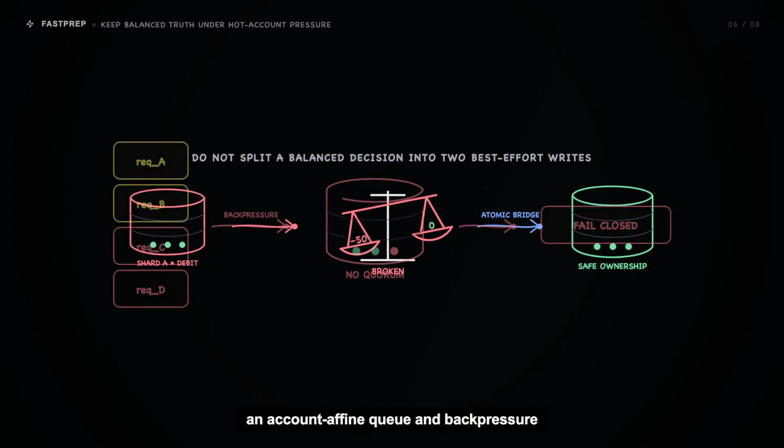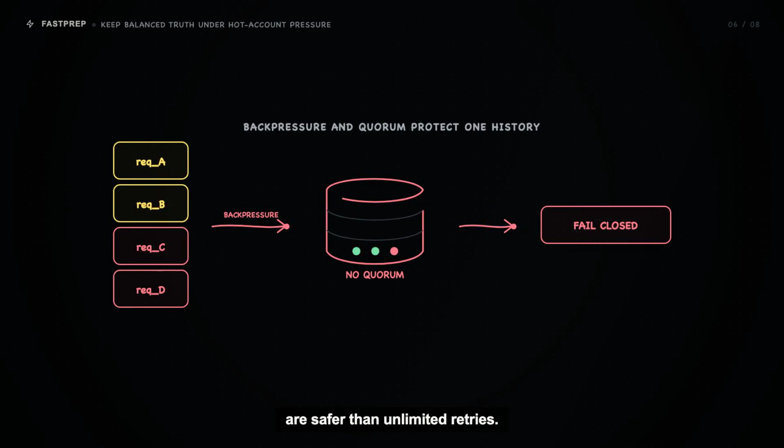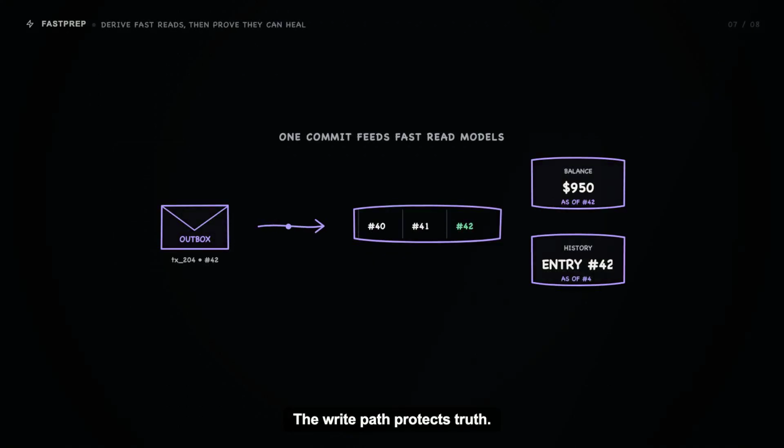During overload, an account-affine queue and back pressure are safer than unlimited retries. And if the durable authority loses quorum across zones, it fails closed. A temporary error is better than two conflicting financial histories. The write path protects truth. The read path makes that truth fast.